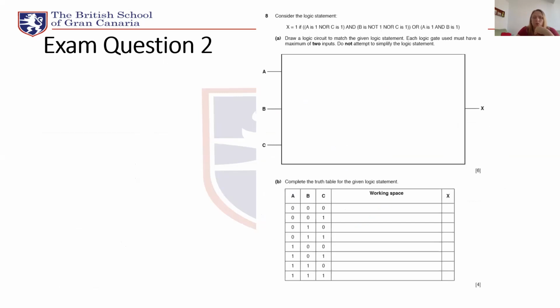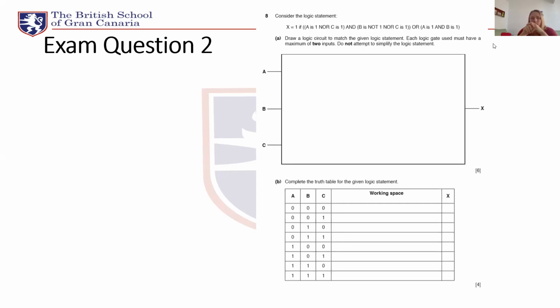Right, so I'm going to go through an exam question with you, where we're going to construct a circuit. You can see we've got a bit of a complicated circuit there, but don't be frightened by it. It says, draw a logic circuit to match the given logic statement. Each logic gate used must have a maximum of 2 inputs. Do not attempt to simplify the logic statement. So don't even waste your time trying to simplify it. Just go by the brackets and go by the logical order.